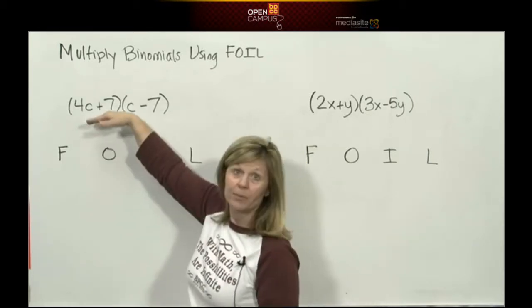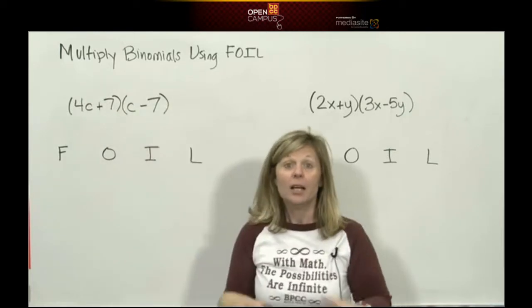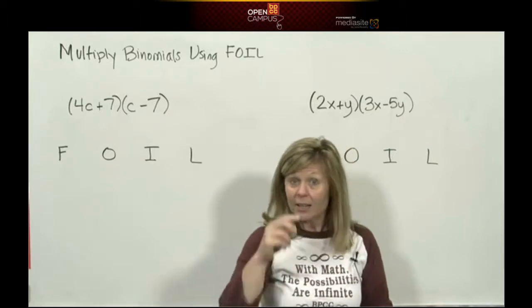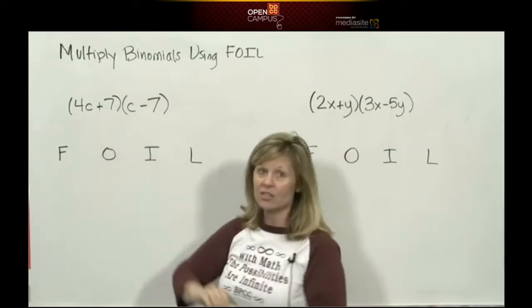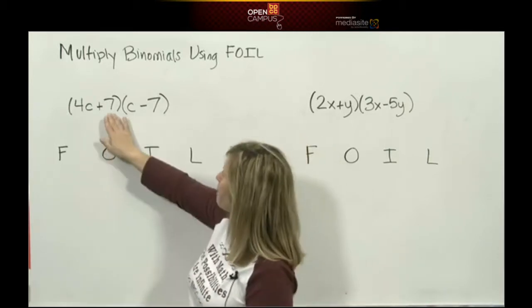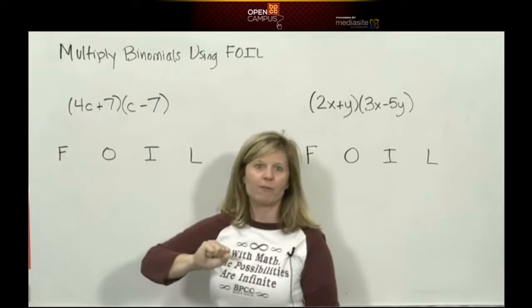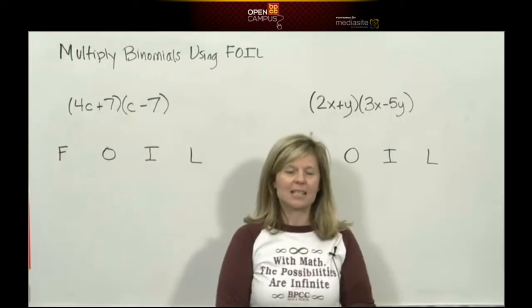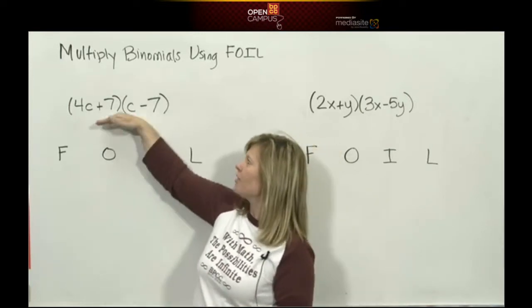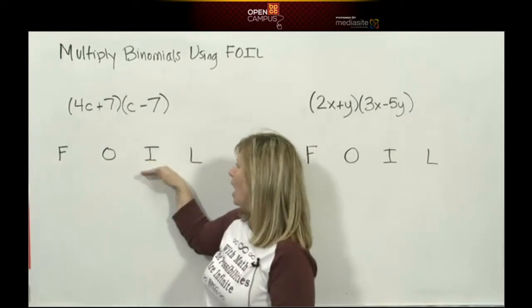So let's look. I have 4c plus 7, c minus 7. Most people will think those binomials are conjugates, but they're not. Even though we have a plus and a minus, all the terms have to be the same to be conjugates. Even though they both have the last term being 7, this binomial has a 4c for the first term and this binomial has a c for the first term, so these are not conjugates. So to multiply these two binomials by the shortcut, we're going to have to do FOIL.